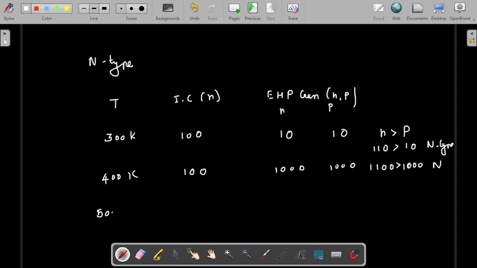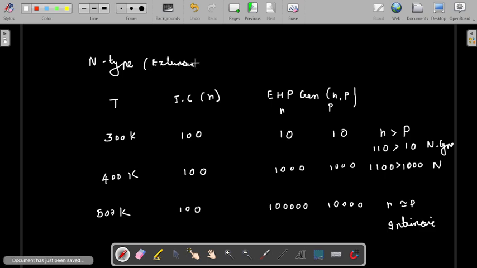If we go to 500 Kelvin, then the intrinsic concentration is 100, but here 1 lakh electron hole pairs are generated. Comparing to this, n will be approximately equal to p. So this is why we are stating this as an intrinsic semiconductor. Even at a higher temperature, the extrinsic semiconductor will act as an intrinsic semiconductor. That's why we stated that when we increase the temperature, the extrinsic semiconductor will behave as an intrinsic one.